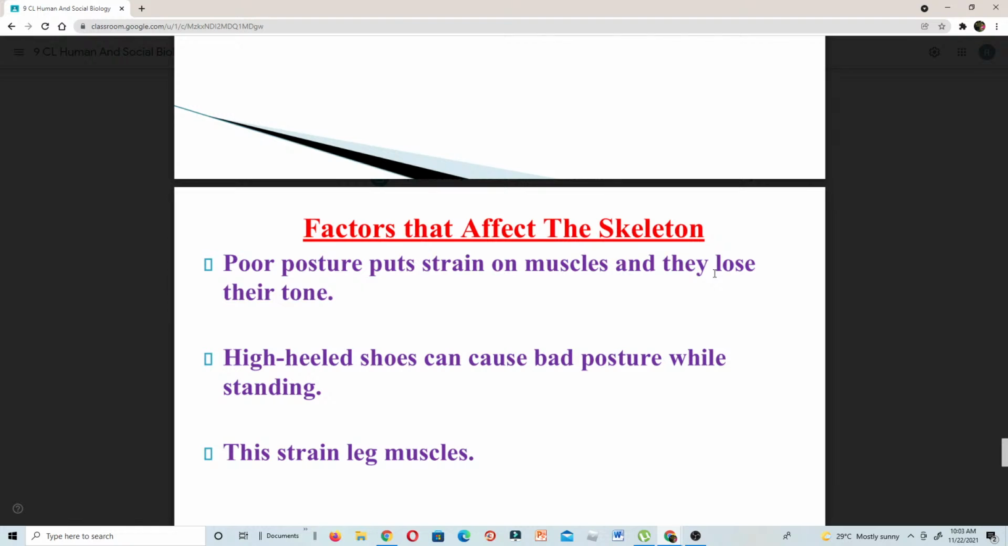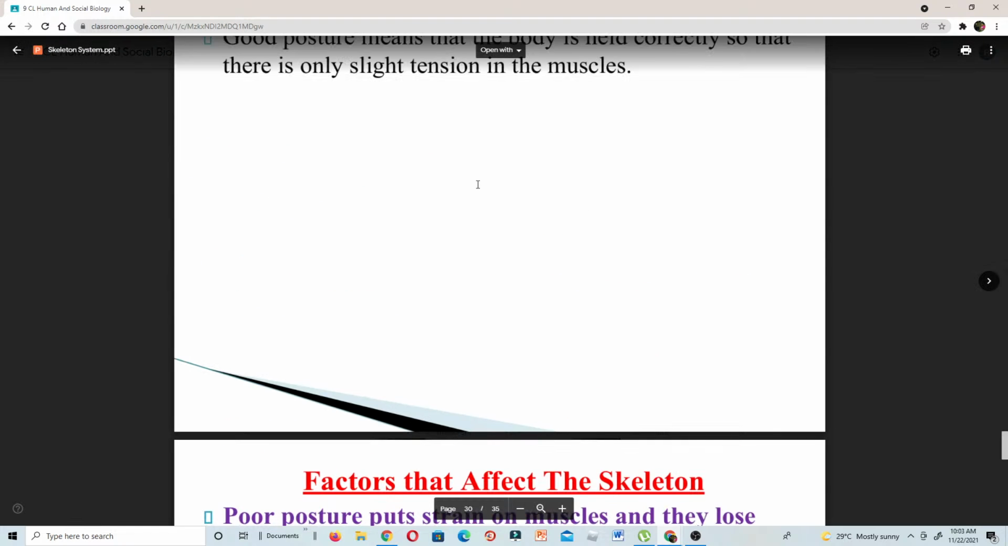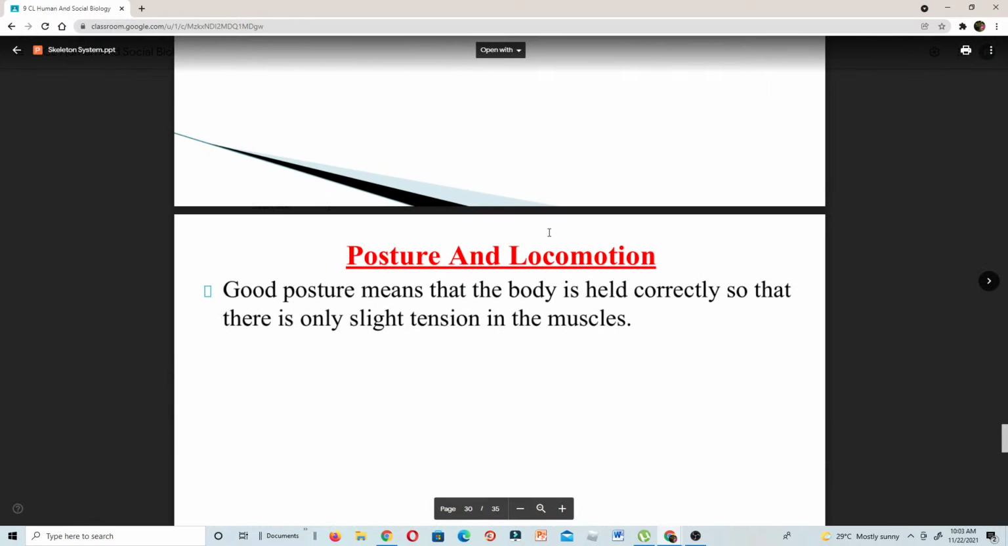All right, so we're going to finish up the skeletal system today. We just have a few concepts to look at. One which will be posture. I don't know how many persons would have heard that term before.